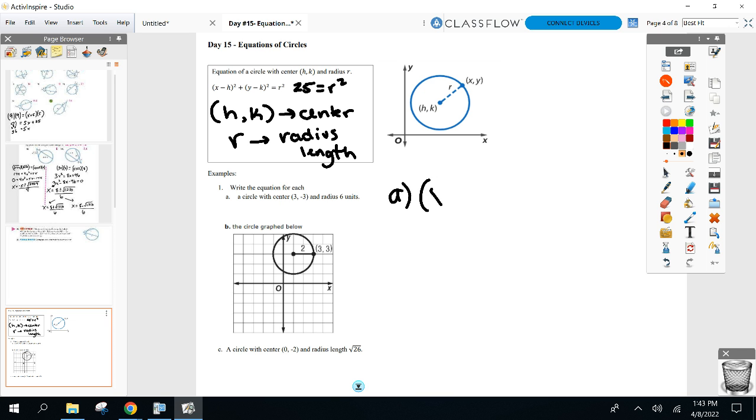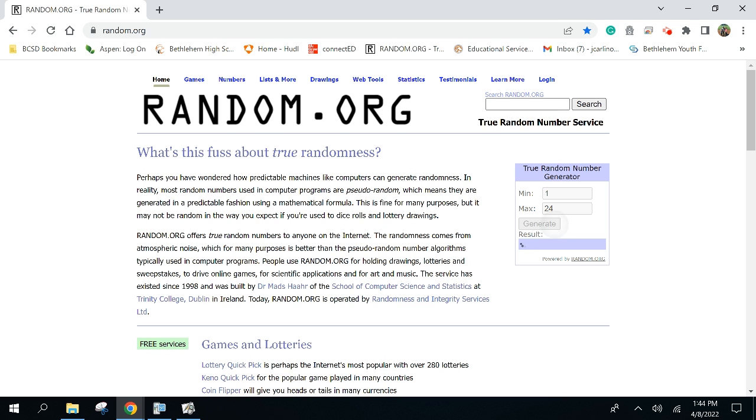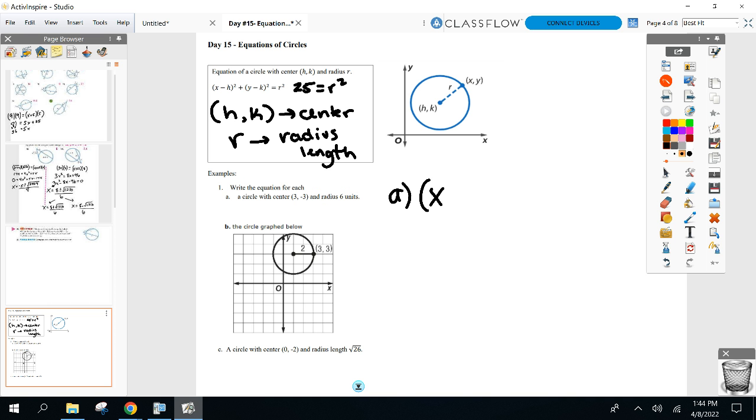So X, what's my H value? What is the X coordinate of the center right now? 10. So I'm going to go X minus 3. Everyone see where that came from? Squared plus Y. What's the Y? What am I doing wrong?